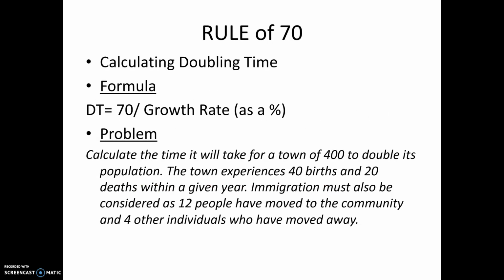All right, rule of 70. Rule of 70 we also call calculating doubling time. So this is how much time it would take for your population to double in size. All right, doubling time equals 70. We always use this number, 70. That's why it's called the rule of 70. Okay, 70 divided by your growth rate.